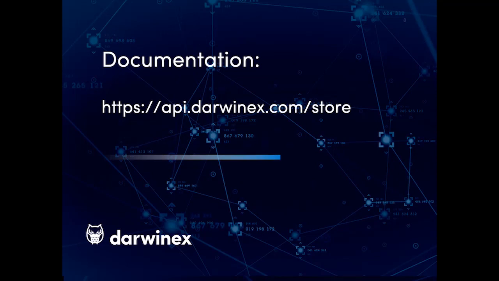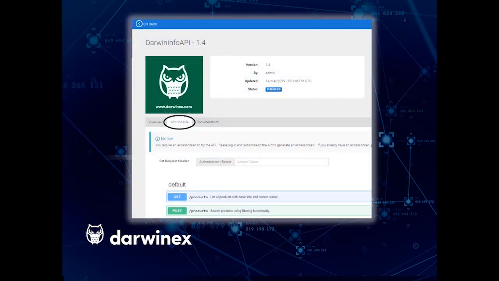Documentation detailing the technical specification of each API in the offering can be found on the DarwinX API store, the central hub of information for developers using the API. At the present time, this information is publicly accessible by visiting api.darwinx.com/store. Each API listing in the store has an API console tab that lists and describes its available methods.